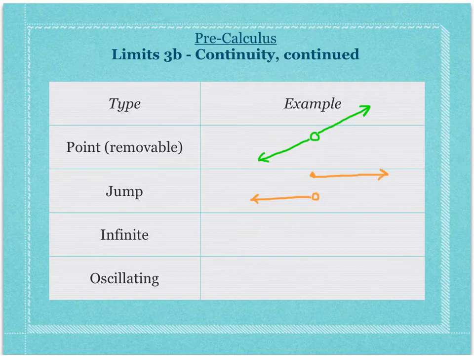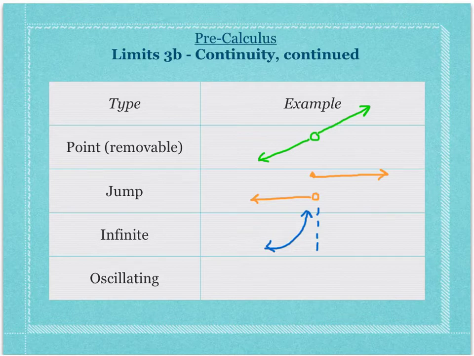Then of course we have the infinite discontinuity. That almost always happens when there are vertical asymptotes and the graph will just start shooting way up or way down when it runs into those vertical asymptotes.